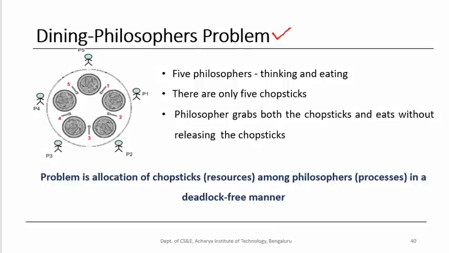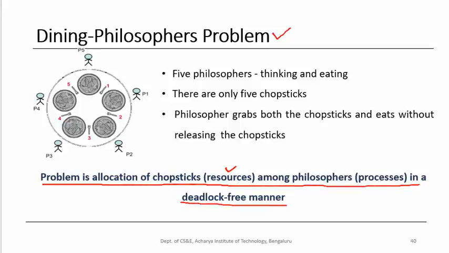Okay, here what we have modeled is a problem of allocating the resources among the processes in a deadlock free manner. Okay, so what we have modeled is this problem, right? Instead of resources, we have taken chopsticks and instead of processes, these philosophers are processes. See, here we have considered 5 philosophers: P1, P2, P3, P4 and P5. Who is a philosopher? A philosopher is one who eats and thinks.